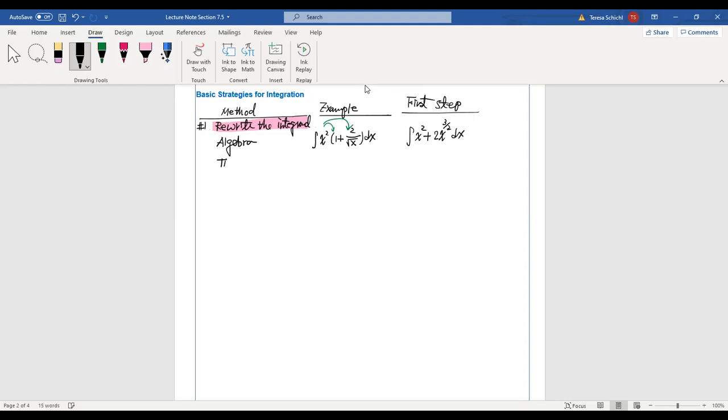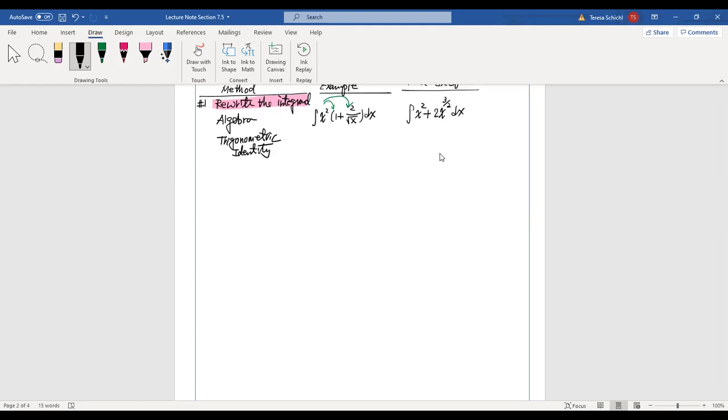The next method is what we talked about before: use trigonometric identities. We call these trig integrations. For example, sine of 3x times cosine squared x dx.